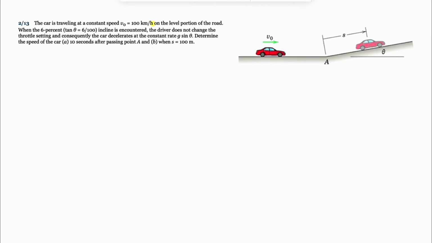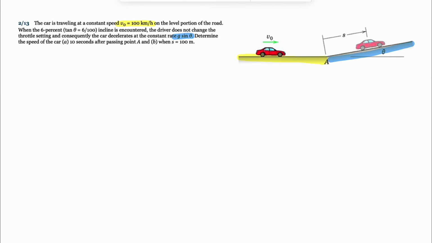Alright guys, welcome back. We're going to be solving another question from dynamics, and we have this car that is traveling at a constant speed of 100 kilometers per hour on the level portion of the road. So we're talking about this part. And after that, it's going to go through a 6% incline, and the car decelerates at a constant rate of g sine theta. Obviously in this part, when the car is going up, it's going to slow down.